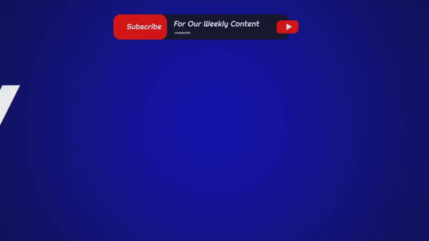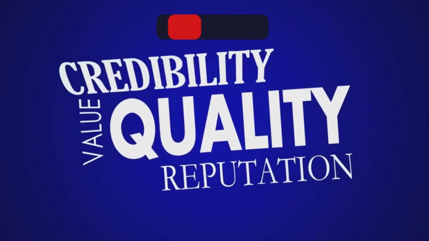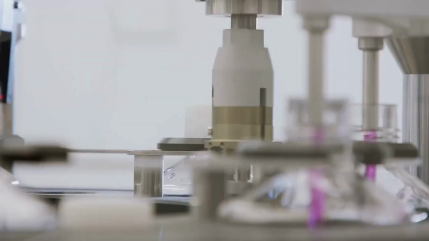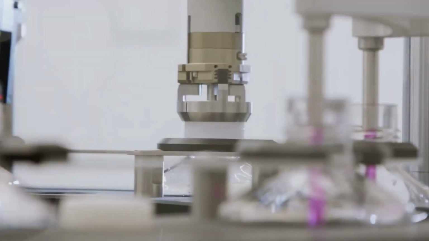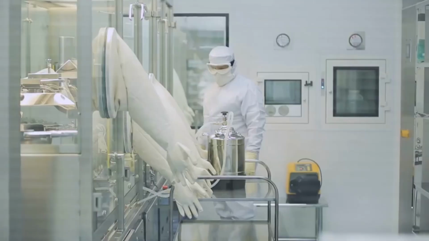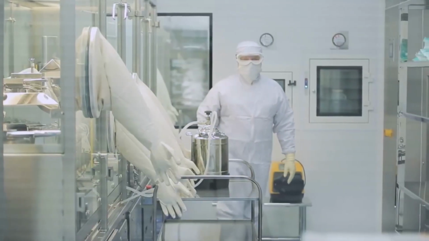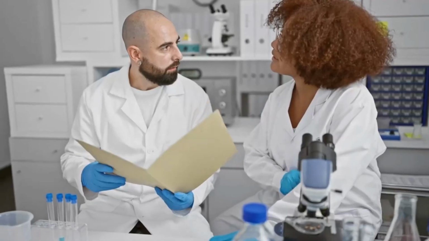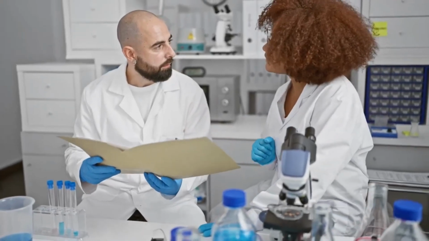Let's dive in. A Quality Management System, or QMS, is a set of policies, processes, and procedures that ensure products are consistently produced and controlled according to quality standards. It's essential in the pharmaceutical industry for ensuring product safety, quality, and efficacy. Let's explore the key components of a QMS.